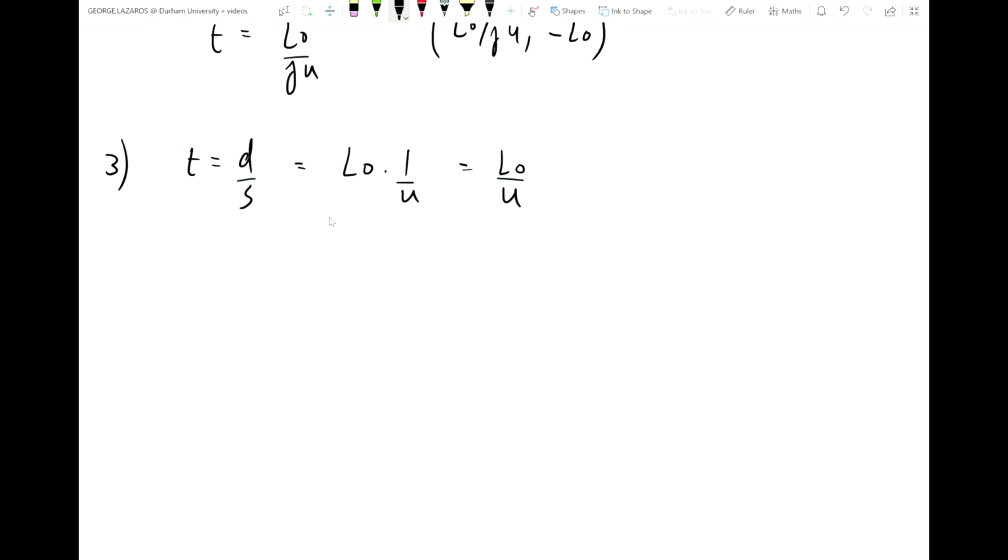Now the position again, we're discussing something happening at the tail of A, and we know the tail of A is at minus L0. So the position is just that again, leaving us with a 4 vector L0 over u, minus L0.